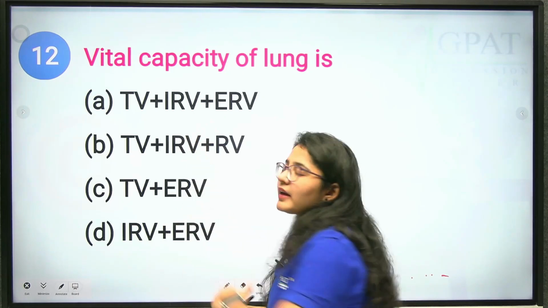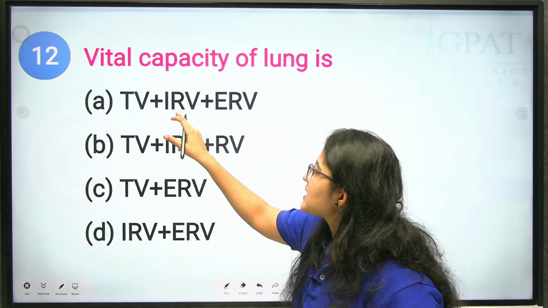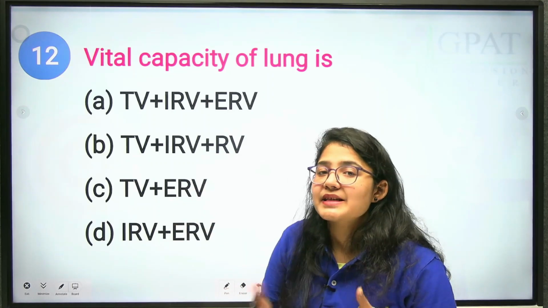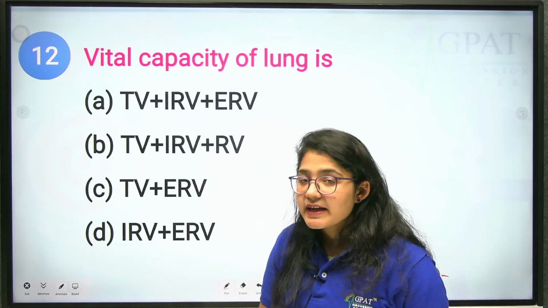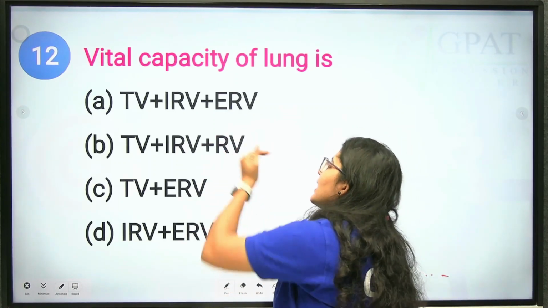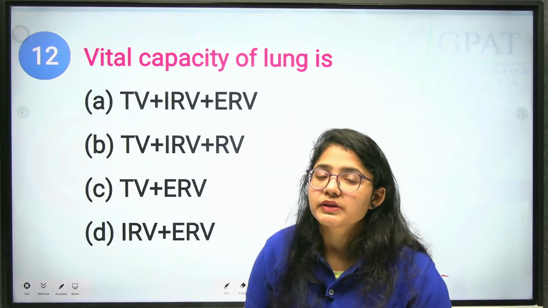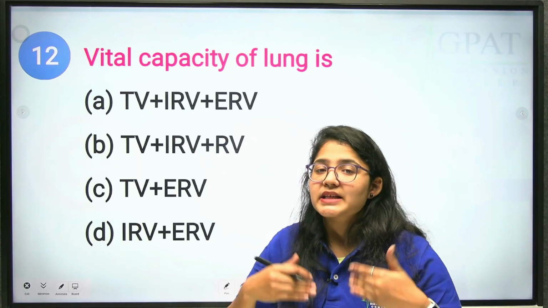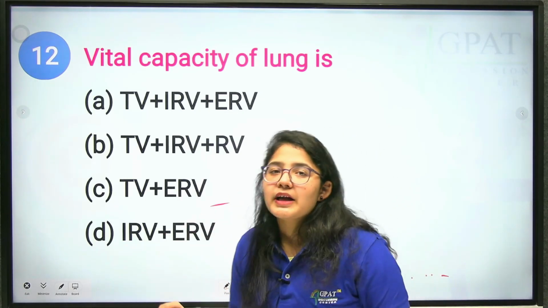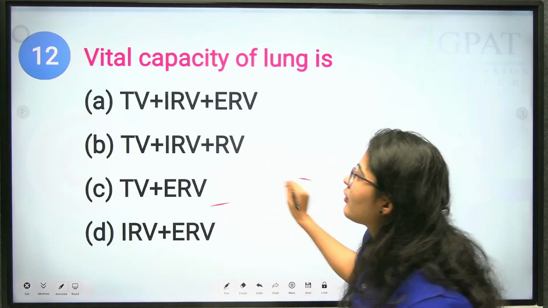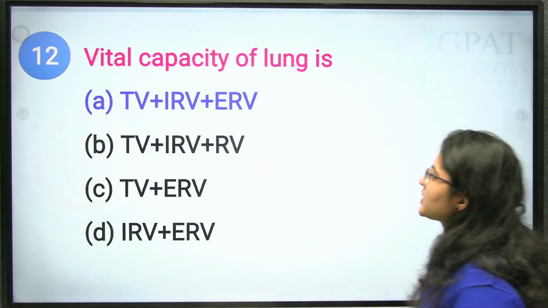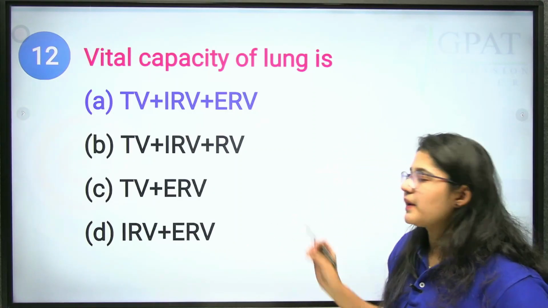Next is IRV, the inspiratory reserve volume, meaning the amount of gas inhaled forcefully, that is the fast breathing. Next is ERV, the expiratory reserve volume, the amount of gas expelled out of your body forcefully. So the total of these three is known as your vital capacity. Clear? What is the correct answer? First option, TV plus IRV plus ERV.